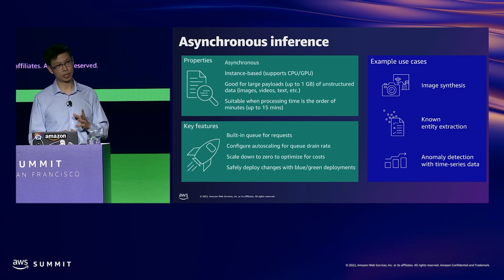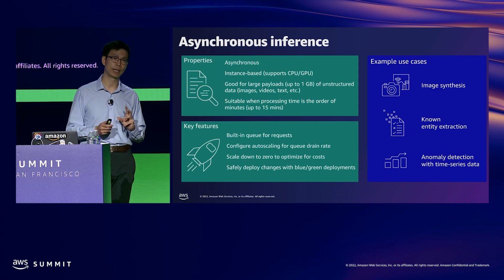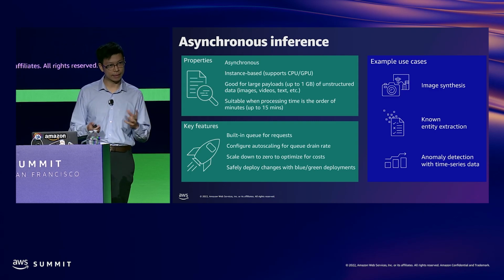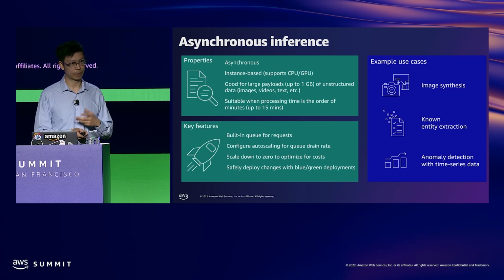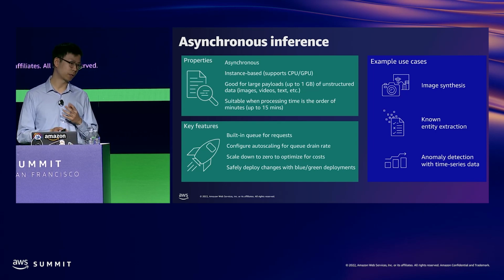The main difference with asynchronous inference is that there is a built-in queue for the requests. So as your application makes requests to this endpoint, it will automatically queue those. And this will actually act as a buffer for the instance that you pick. So then the instance will just simply pick up requests from the queue as it finishes requests.